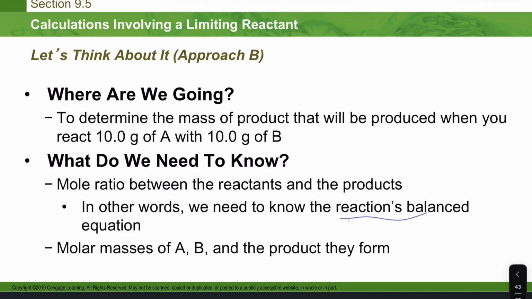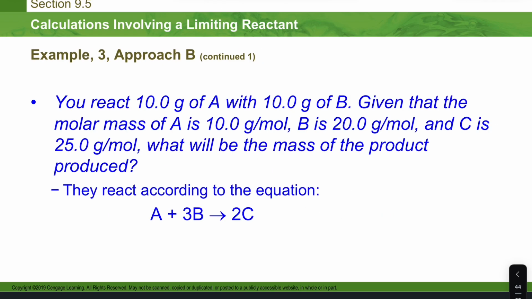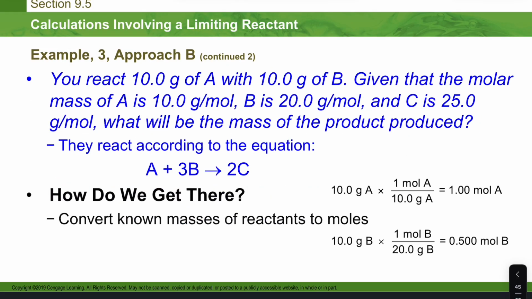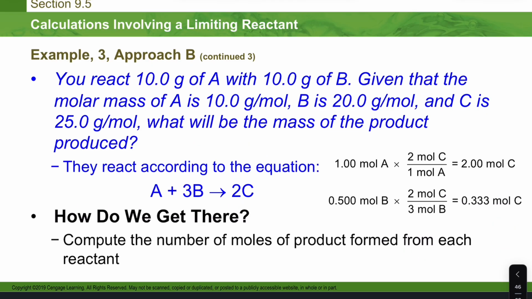We need to know the reaction's balanced equation, and so we will go there. We're going to use the same equation, all of the same information that we had before. It's identical. And we will then again convert from the grams to moles. This is the same exact thing we did before. We're converting straight into moles of A and moles of B. We will then take the moles of A and moles of B, and instead of converting one into the other, we're going to convert both into the products.